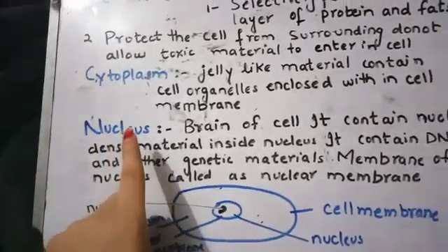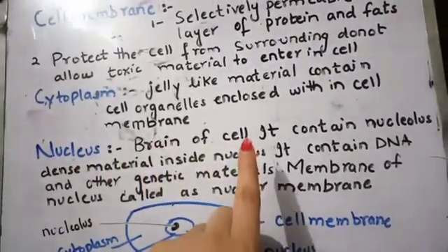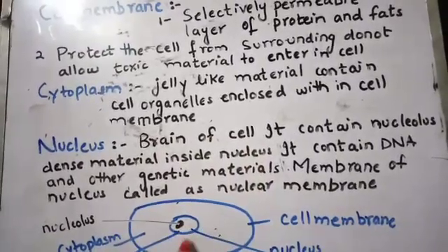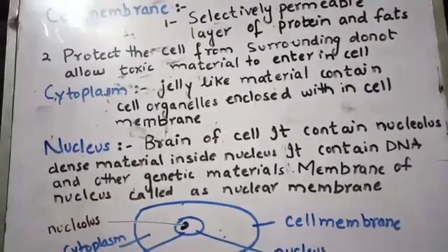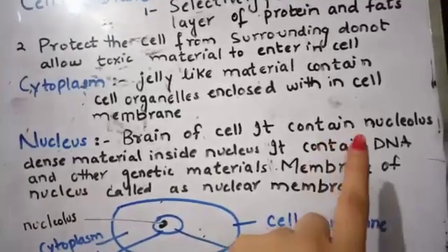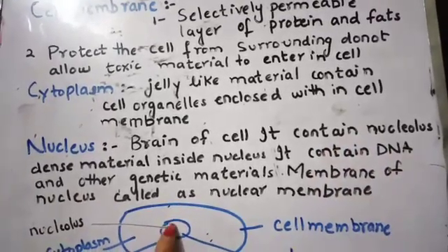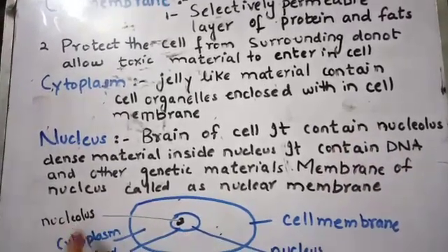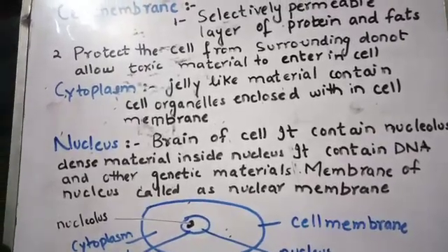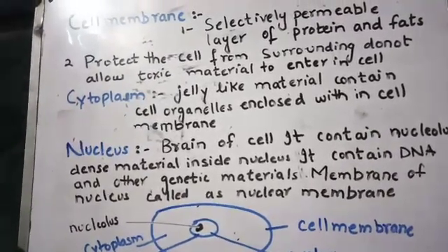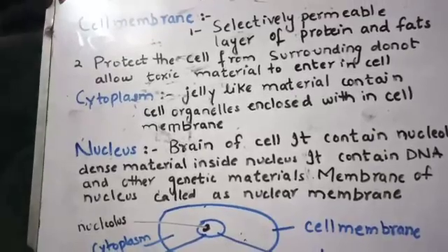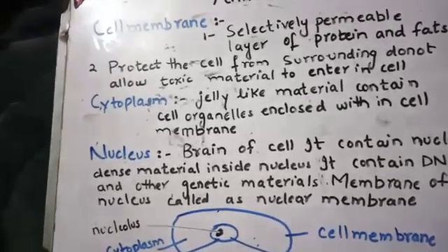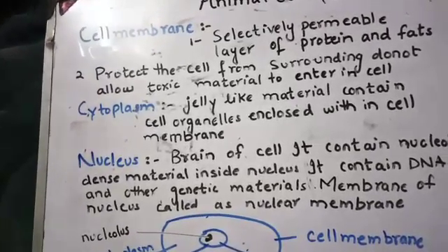What is written by the nucleus? It is the brain of the cell. The center part, the brain of the cell, controls the whole activity of the cell. It contains a round, dense structure called the nucleolus. What is the function of the nucleolus? It helps in making proteins. We will discuss further what is happening in the nucleolus and how it makes the protein.